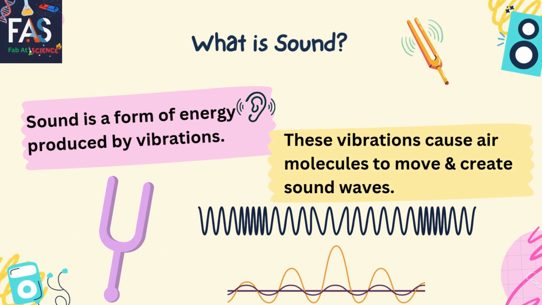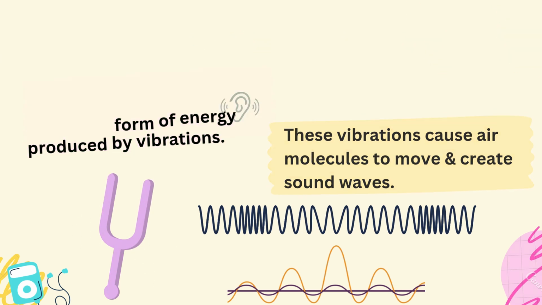What exactly is sound? Sound is a form of energy that's produced when an object vibrates. When that object moves, it causes air molecules around it to vibrate as well. Those vibrations travel in waves, and when they reach our ears, we perceive them as sound. Without these vibrations, we wouldn't have any sound at all.